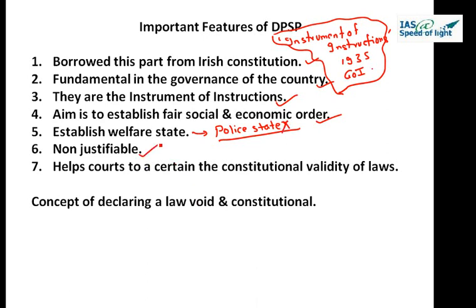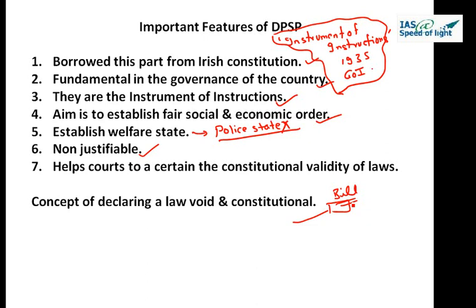They are non-justifiable, as we have seen, and cannot be enforced by the court, but they help the court ascertain the constitutional validity of laws. Now, this is a point to understand. Suppose Parliament passes a certain law, and it goes to the judiciary for validity. This bill can be held void if it contravenes any of the fundamental rights. That bill will be held void if it abridges any of the fundamental rights.